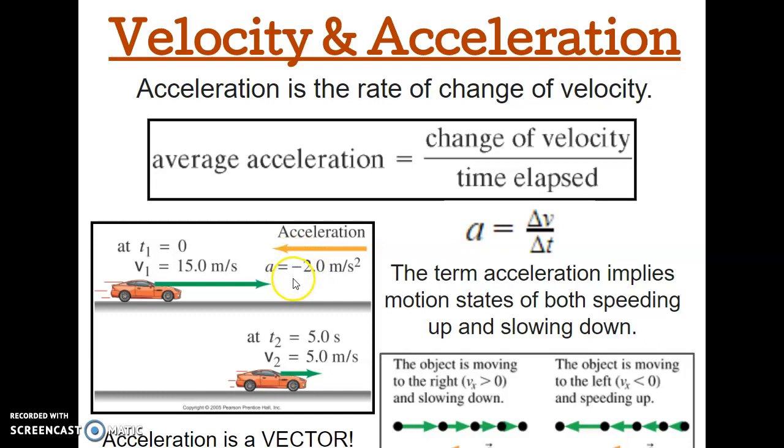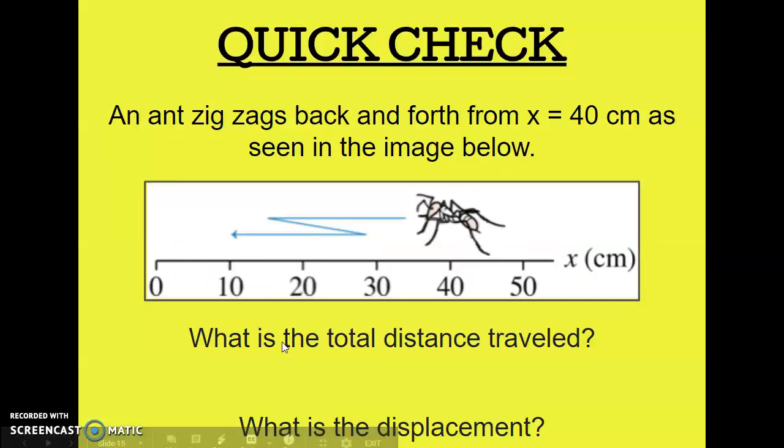And notice that we're getting this minus here, which is telling us that the acceleration is going in the negative direction, and it's opposite to the direction of the velocity. That's why the car is slowing down. You can see it's slowing down from 15 to 5 meters per second.